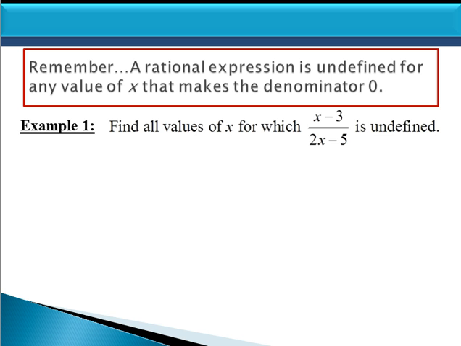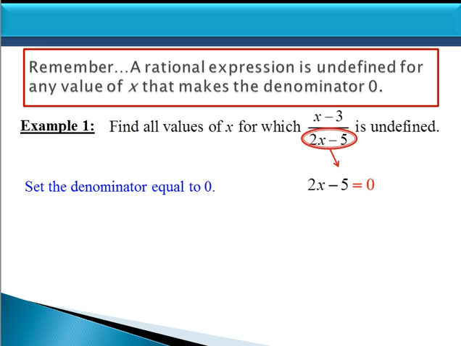So for example, if we wanted to find all the values of x for which this rational expression, x minus 3 over 2x minus 5, is undefined, we simply need to find what values of x will make its denominator equal to 0. So our first step is to set the denominator equal to 0. The denominator is the bottom of the fraction, so that would be the 2x minus 5. We're going to set that equal to 0.